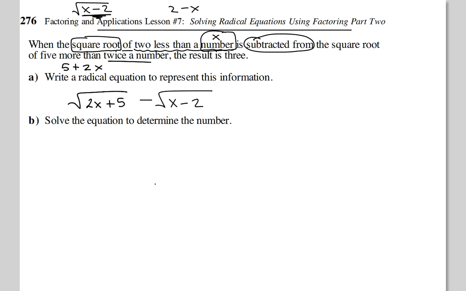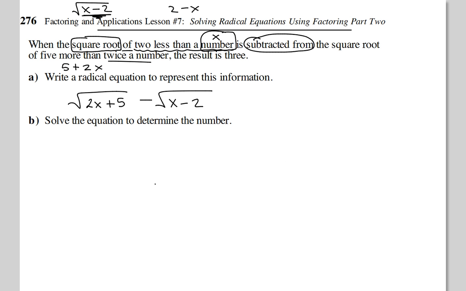Okay. Now let's see if it's true. I'll use my pointer. 2 less than a number. So if the number was 10, would 10 minus 2 be 2 less than that? Yeah. And this whole thing right here is going to be subtracted from this. 5 more than twice a number. 5 more than twice the number. Okay, that's pretty tough.